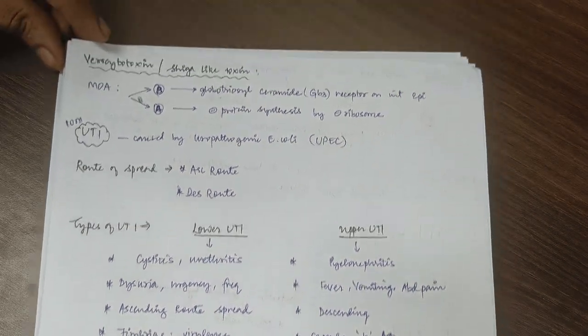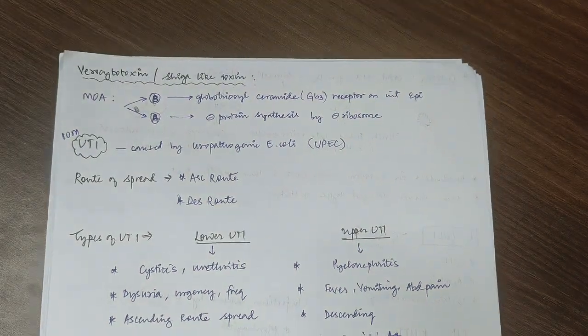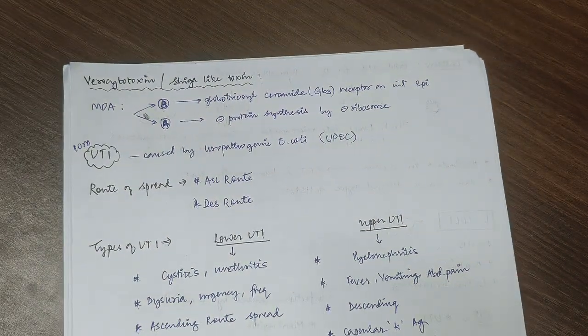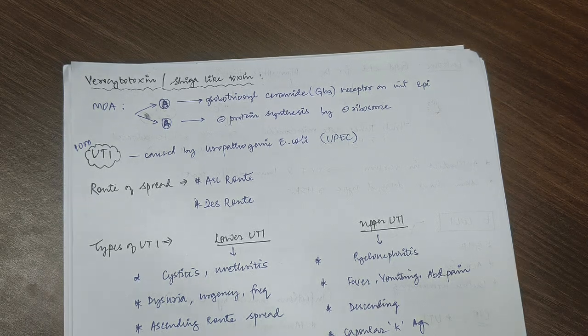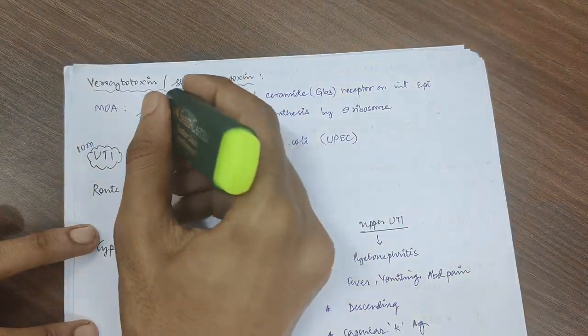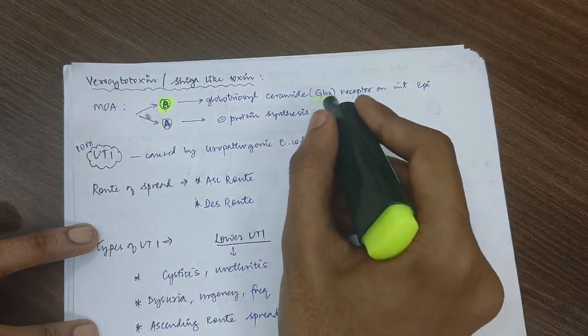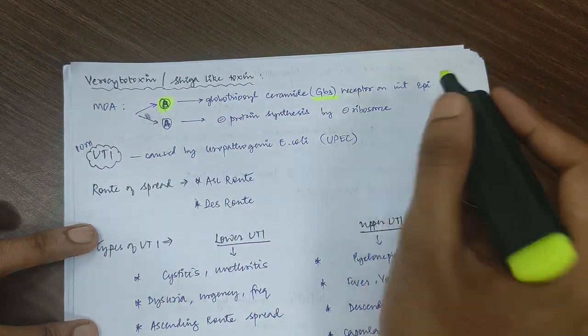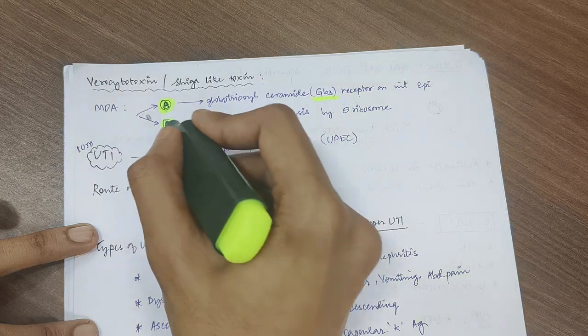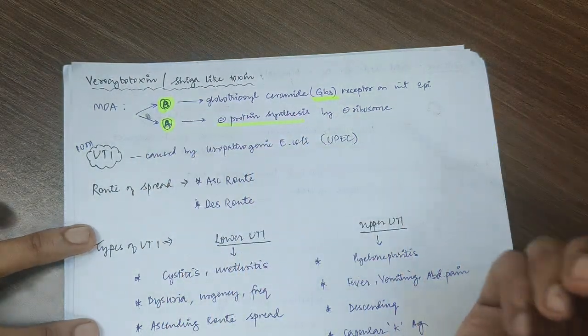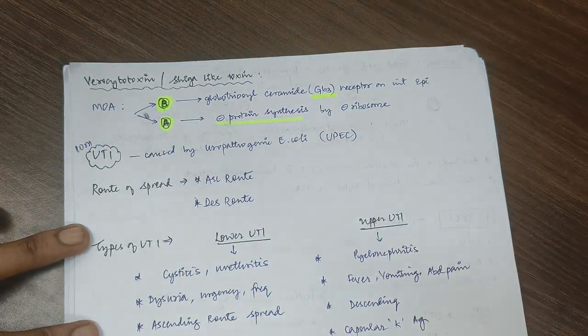The other toxin I told you about is verocytotoxin or Shigella toxin. What is the mechanism here? B binds to globotriaosylceramide, that is the Gb3 receptor, in the intestinal epithelium. A is for inhibition of protein synthesis by inhibiting the ribosome.